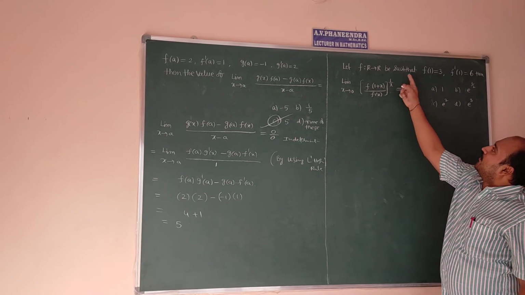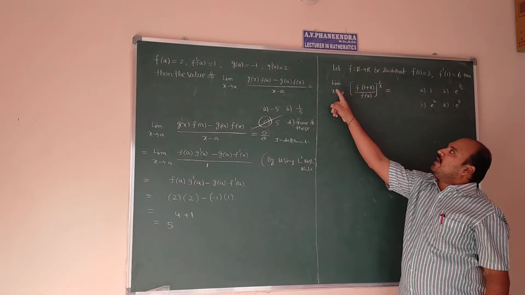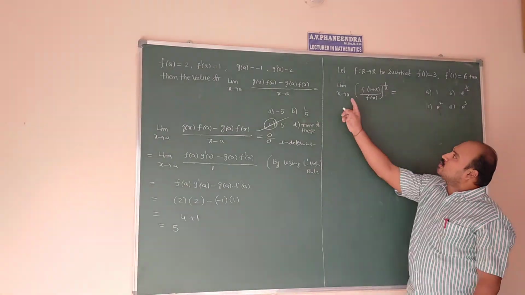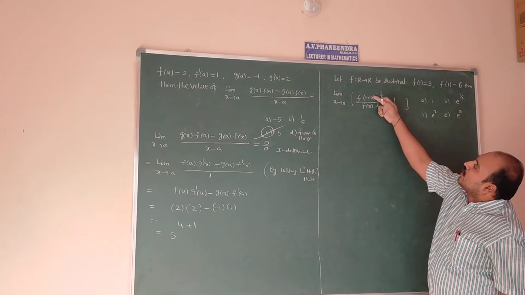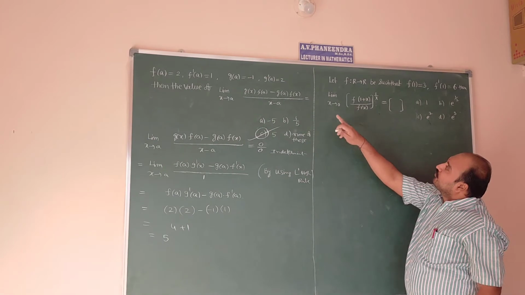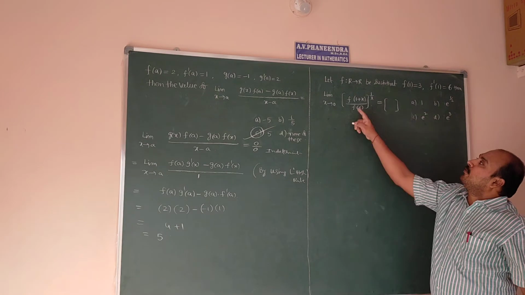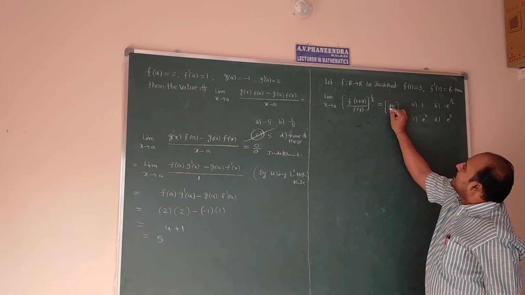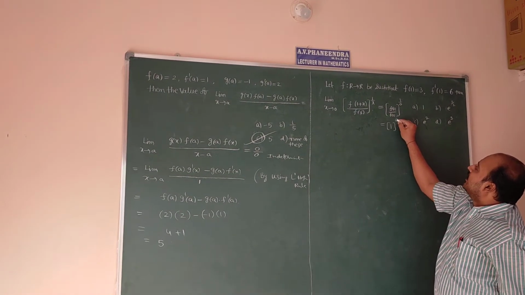Let f from R to R be such that f of 1 equal to 3 and f dash of 1 equal to 6. Then find limit x tends to 0, f of 1 plus x by f of 1 whole power 1 by x. Here also, x is equal to 0, substitute. It will become f of 1 plus x divided by f of 1. If you substitute x is equal to 0, it is f of 1 divided by f of 1, 1 power 1 by 0. That means 1 power infinity.